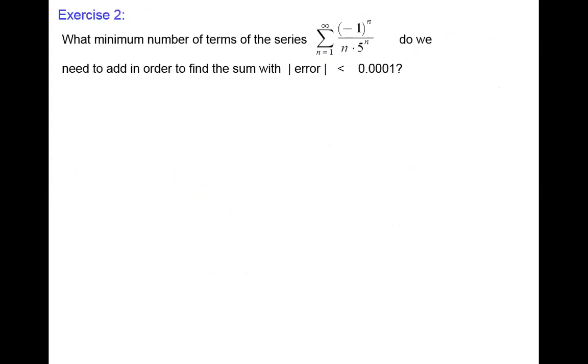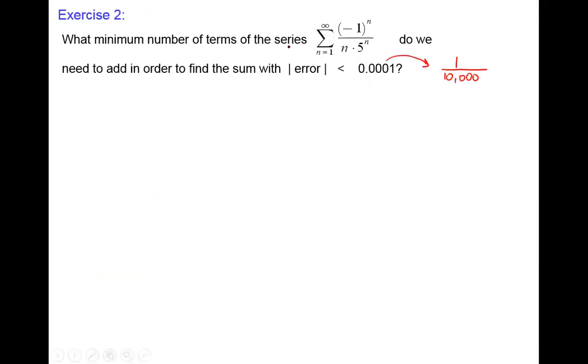Find the minimum number of terms of the alternating series, (-1)^n over n times 5^n, that we need to add in order to find the sum with the error less than 0.0001. The same thing we did in the previous question, we do have 10,000, four zeros. That means the error must be less than 1 over 10,000.